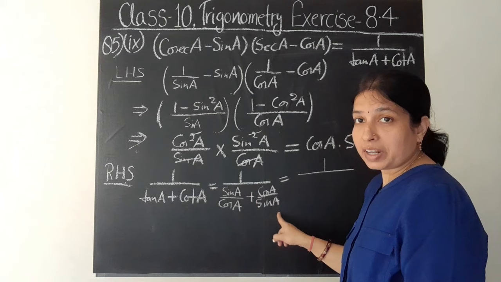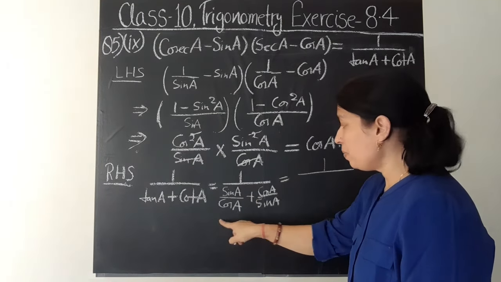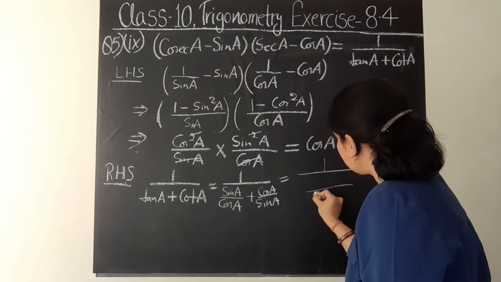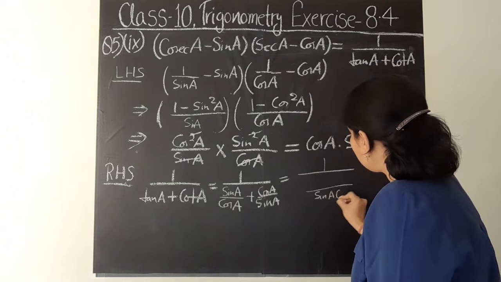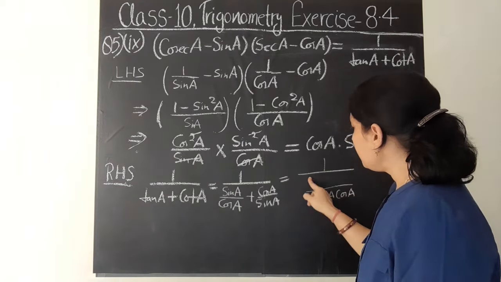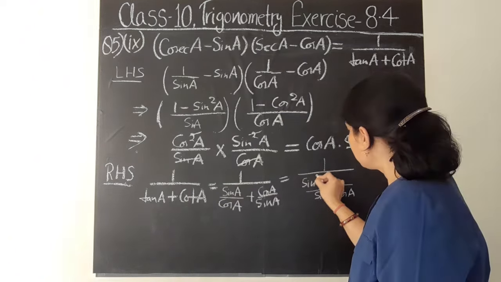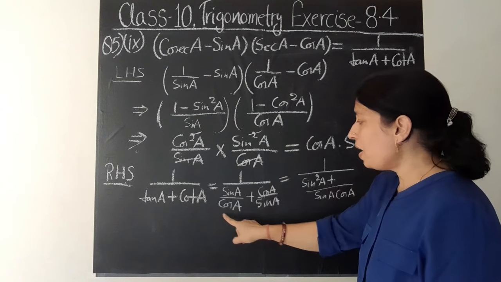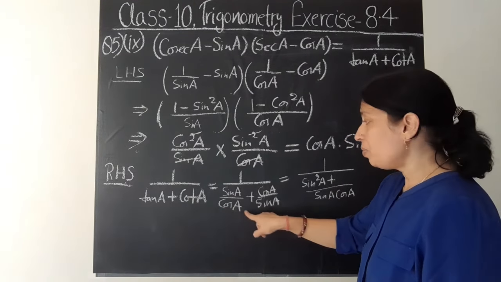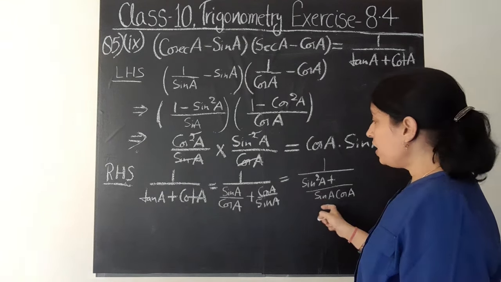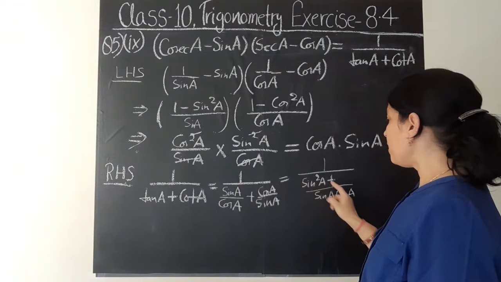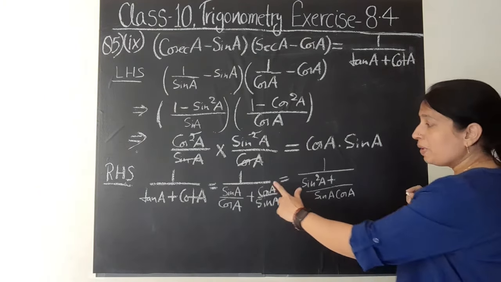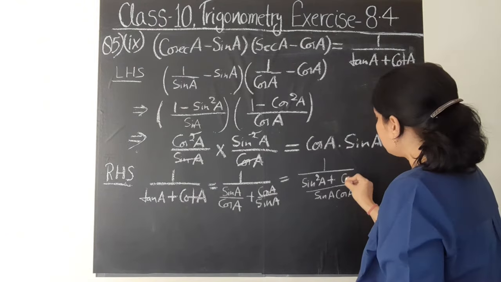So addition of two fractions. So what will we do? Take LCM. LCM will be sin a into cos a. So first write here LCM. LCM is sin a into cos a. Then here it will come sin square a, because sin a into cos a divided by cos a, when we divide by cos a it comes sin a. Then multiply here sin a into sin a, sin square a. Here also when we divide sin a cos a by sin a, cos a will come, then multiply by cos a, so cos square a.